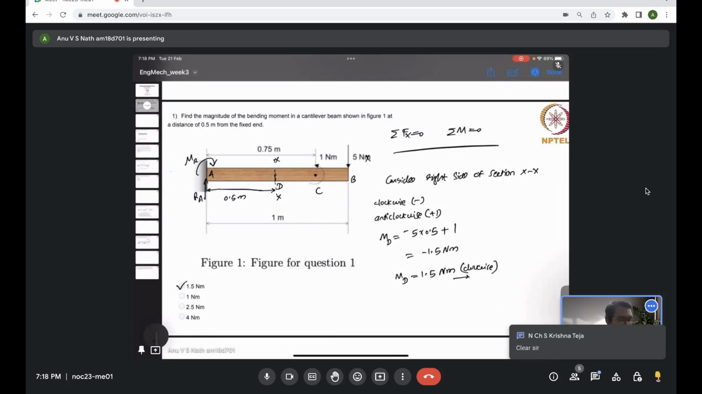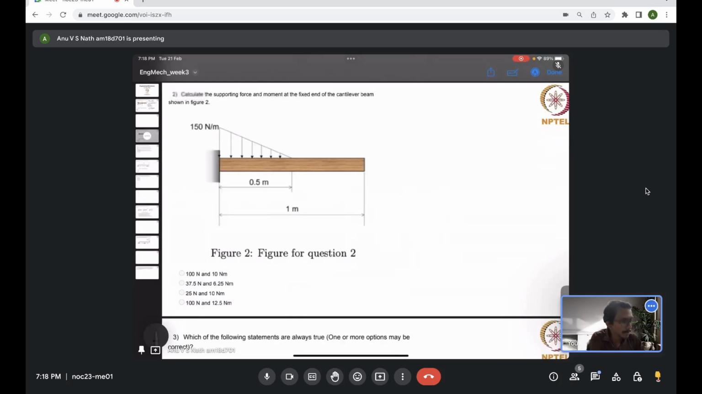Good. So then we will move to the next problem. Calculate the supporting force and moment at the fixed end of the cantilever beam shown in figure 2. So we have a cantilever beam here, with A as the fixed end, and a uniformly varying load of maximum intensity 150 Newton per meter, distributed over a length of 0.5 meter from the fixed end as shown in the figure.